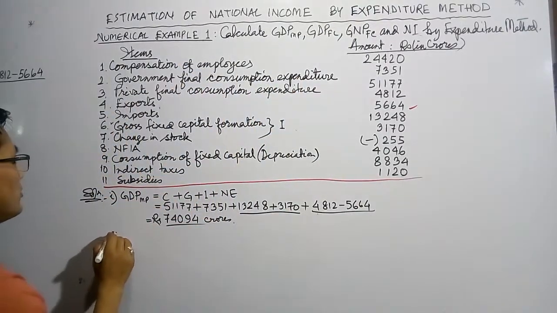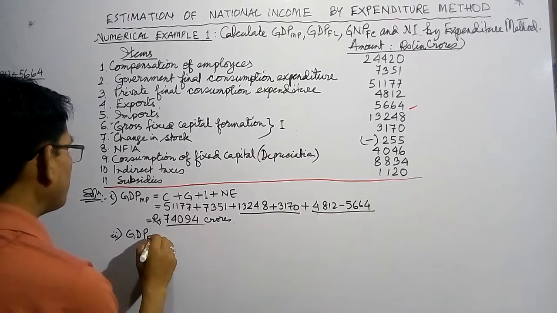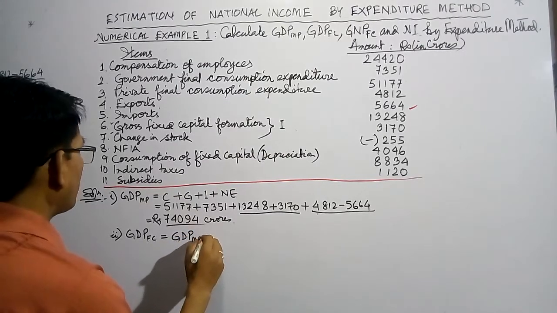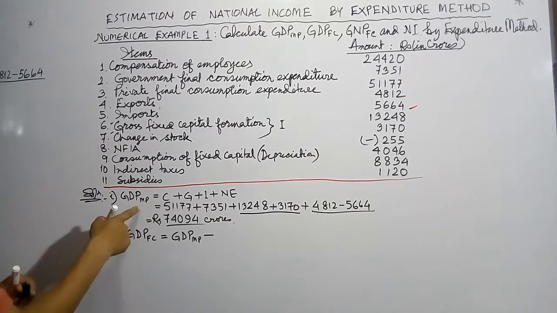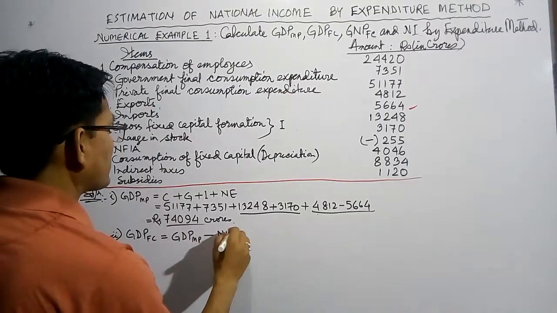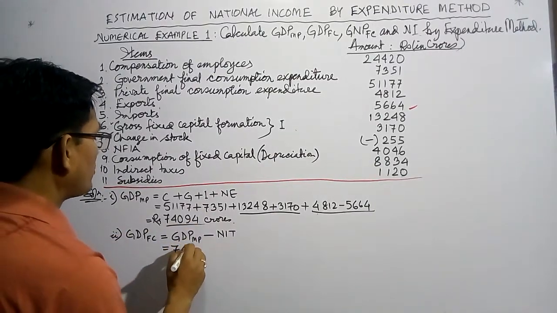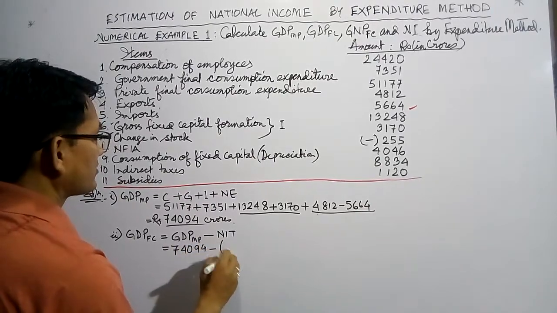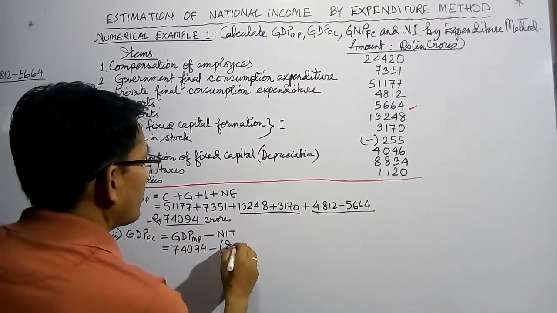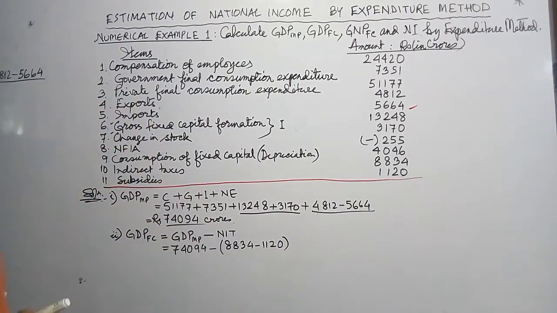Let us see next, number 2, GDP at factor cost. GDP-FC is given by GDP-MP minus net indirect tax. To produce the factor cost, we have to subtract the net indirect tax. GDP-MP is already 74,094. Net indirect tax is given by indirect tax minus subsidies, that is 8,834 minus 1,120.